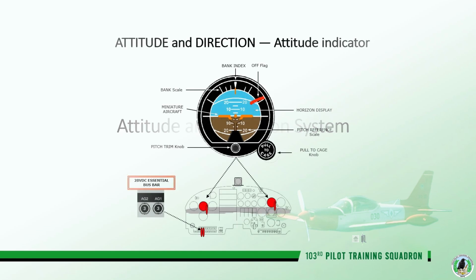Attitude indicator. The attitude indicator, also known as the artificial horizon, displays the aircraft's pitch and roll attitude relative to the horizon. This image highlights the key components of the attitude indicator, such as the bank index, off flag, horizon display, and pitch trim knob. The 28 VDC essential busbar is also noted.